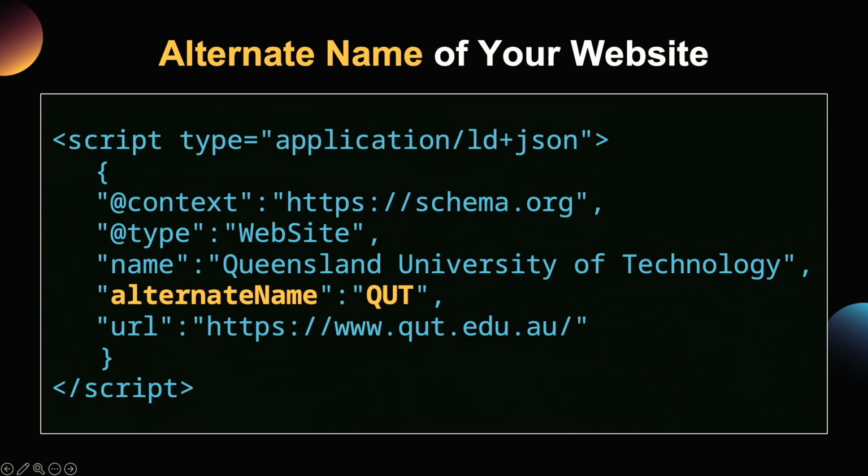Adding the alternate name property to the structured data gives Google the flexibility to show you a more common and recognizable name in the search results when it thinks it's more appropriate for the user.